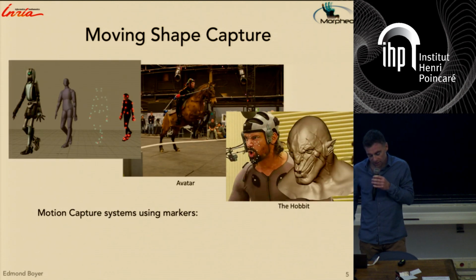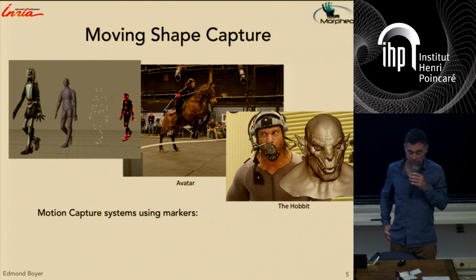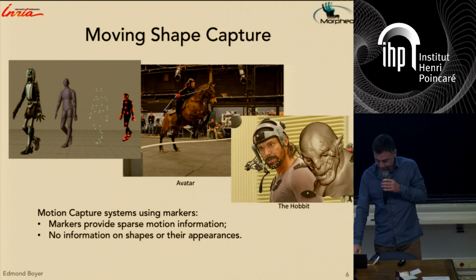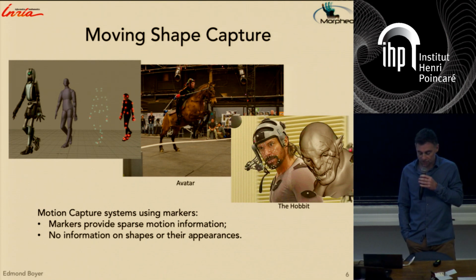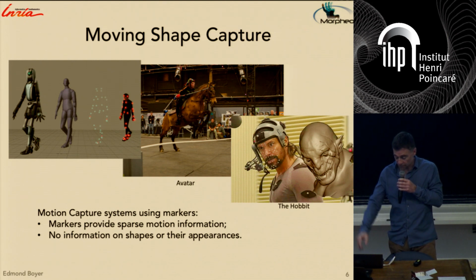And then you have the Mocap systems. The Mocap systems are using markers. I guess you all know those systems, right? To infer, again, information about moving shapes. What is very specific to Mocap systems is that markers provide only sparse information about motion, right? And so you don't get information about shapes or about their appearance with Mocap systems. They're quite successful anyway, right?